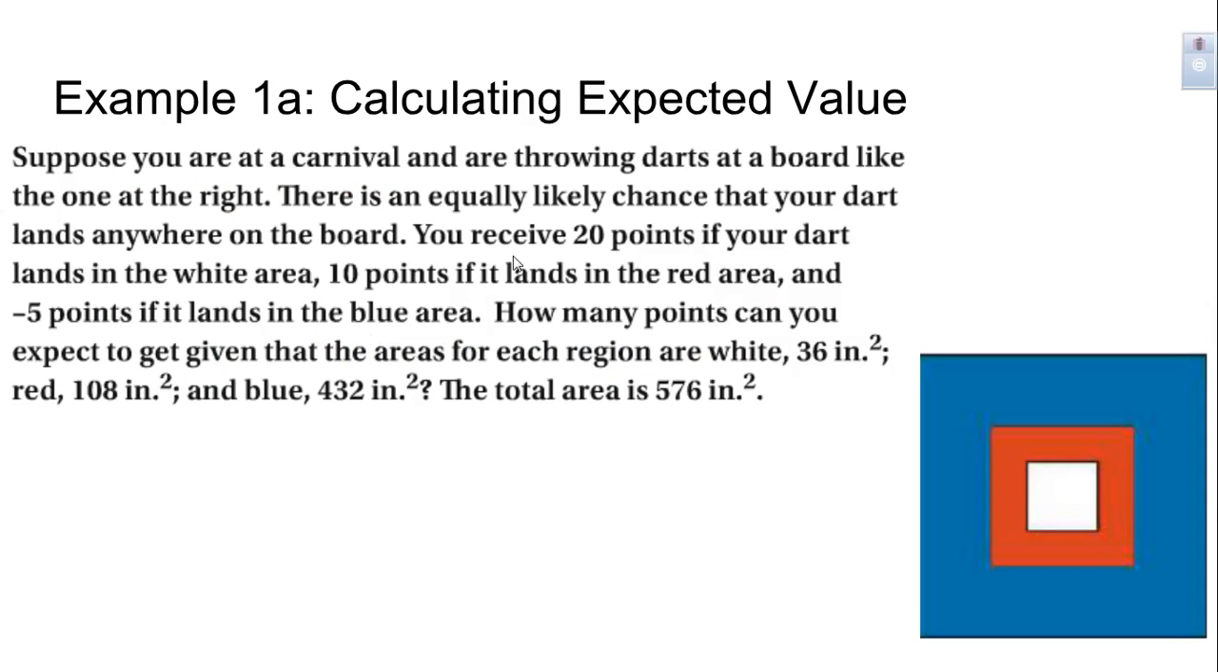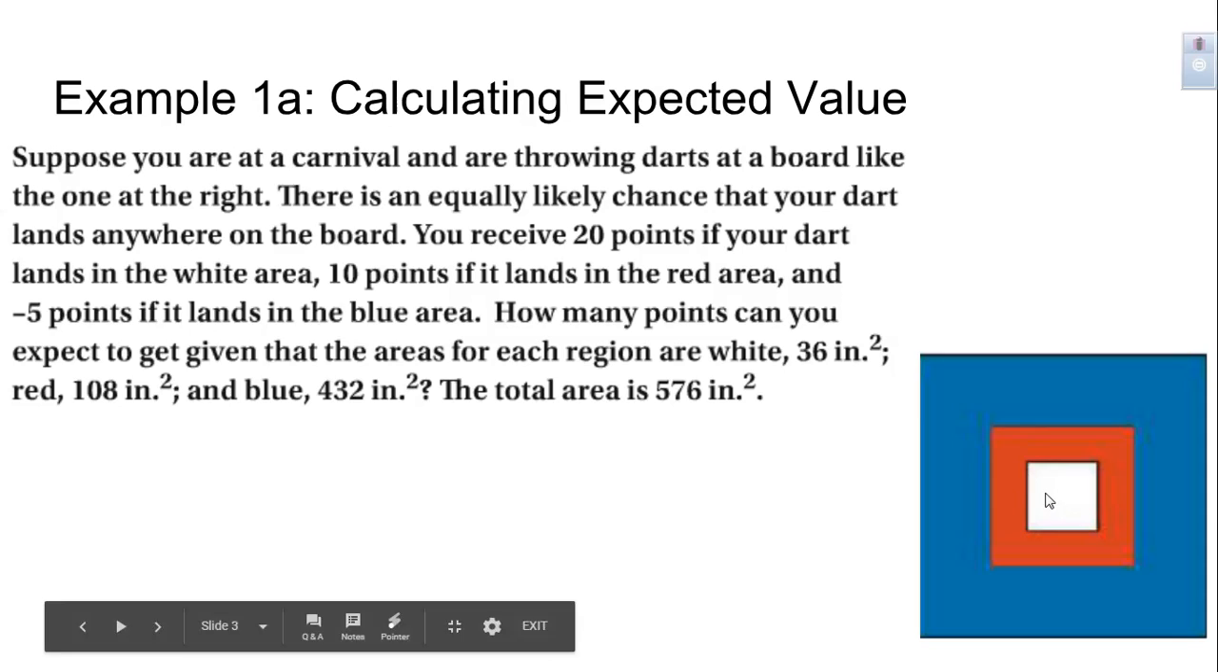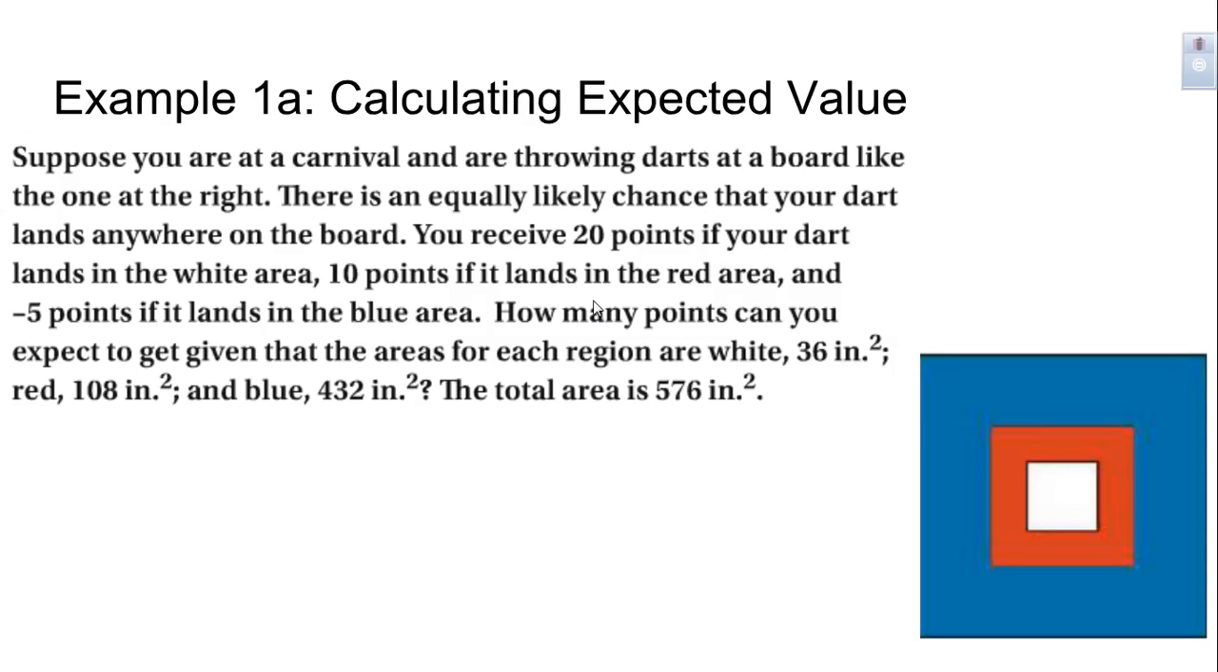Suppose you're at a carnival and you're throwing darts at a board like the one here at the right. You receive 20 points for the areas that land in the white, and it's going to be smaller as you go out. You're going to get 10 points for anything in the red, and then you're going to lose points for anything in the blue. So how many points can you expect to be given if the areas are the following: 36 square inches for the white, 108 square inches for the red, and the blue area is 432 square inches.